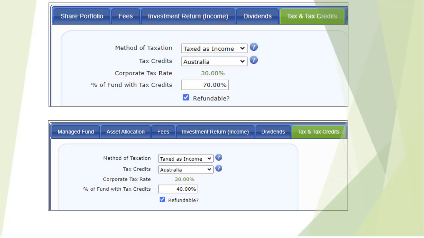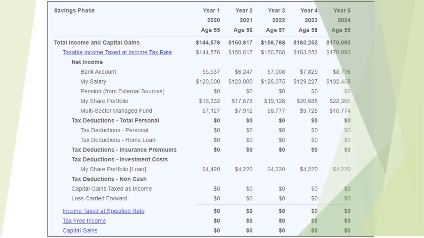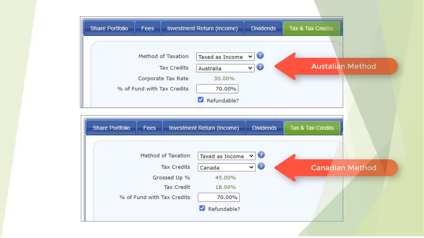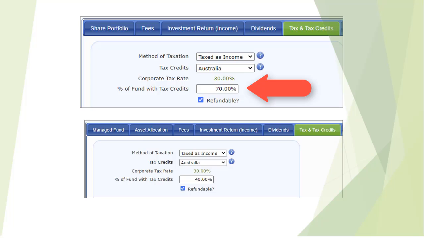With tax and tax credits, both shares and managed funds have the same options. The default method of taxation is taxed as income, but you can also select a specified tax rate or tax-free. As the software is designed for international use, the Canadian tax credit is included. In addition, both Australian and Canadian methods can be employed, and this allows customization of the inputs. For this example, the share portfolio has a tax or imputation credit of 70% and the managed funds has 40%.